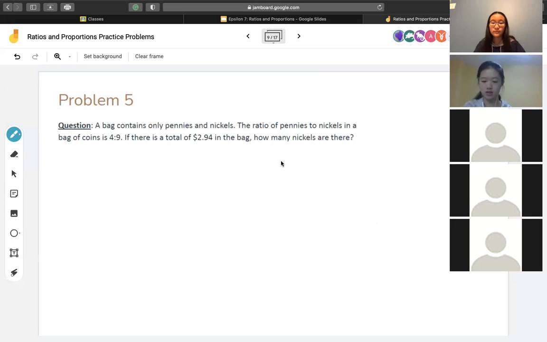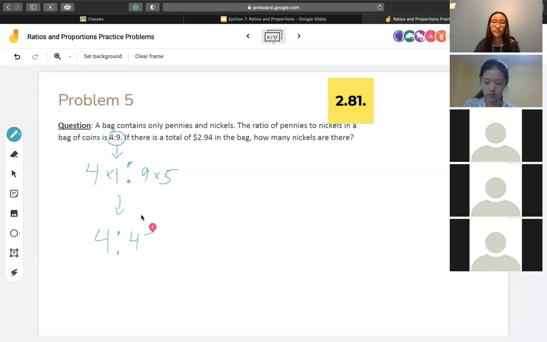Okay, I'm going to write my hint on the Jamboard. So here is the ratio of pennies to nickels. And pennies are worth 1 cent each, and nickels are worth 5 cents each. So if we want to convert this to a ratio of money instead of a ratio of coins, we can do 4 pennies times 1 cent to 9 nickels times 5 cents. And this would give us 4 to 45.